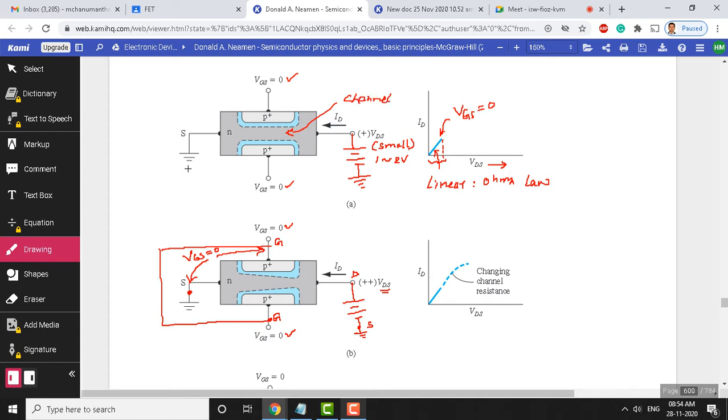So there are no changes. Conductance remains constant here, and resistance is also constant here. This is most important: the channel resistance is going to be constant. This follows Ohm's law, right? So resistance is a constant like Ohm's law.